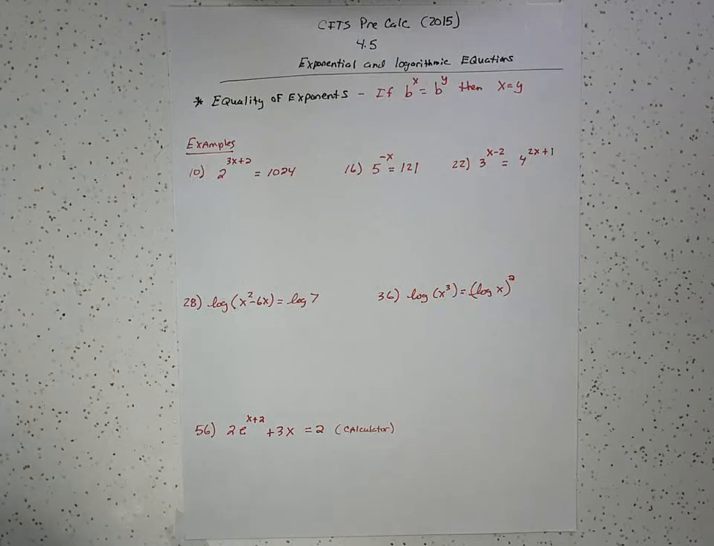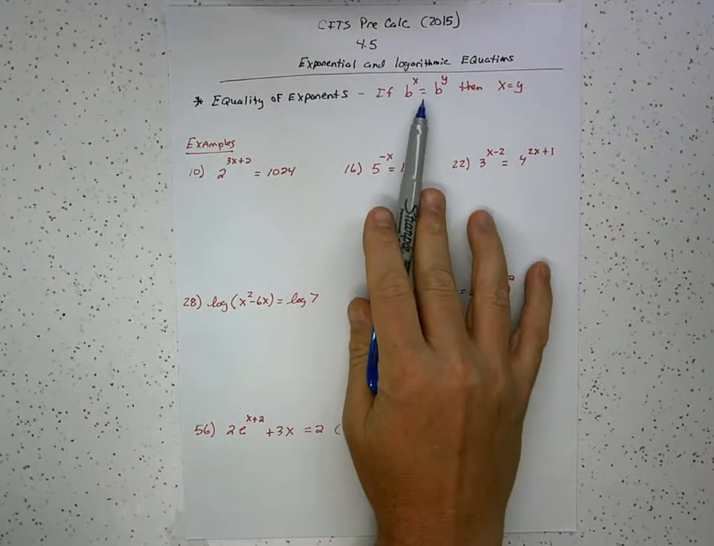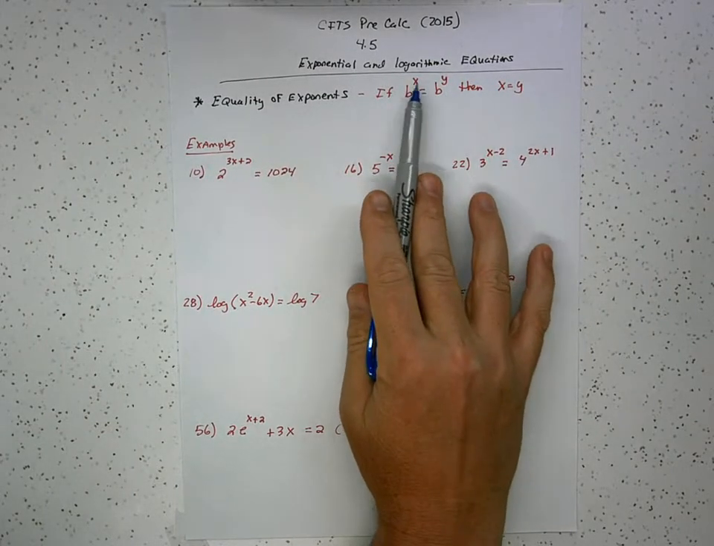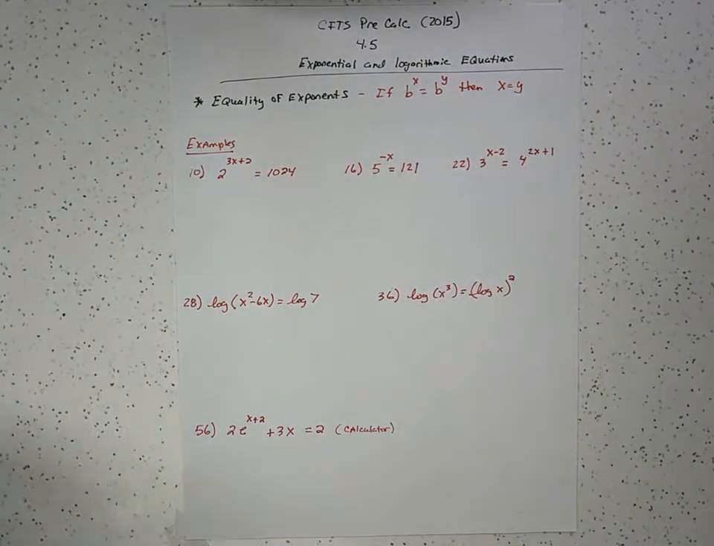CITS Pre-Calc section 4.5 is just on exponential and logarithmic equations. All they're doing this whole section is having you work on solving different types of equations involving logarithms and exponents. The only thing they give us, and something we've already talked about, is the equality of exponents. If we can get an equation so that the two bases are equal, that allows us to set their exponents equal and solve for an unknown. That's one of the techniques that we can use here.